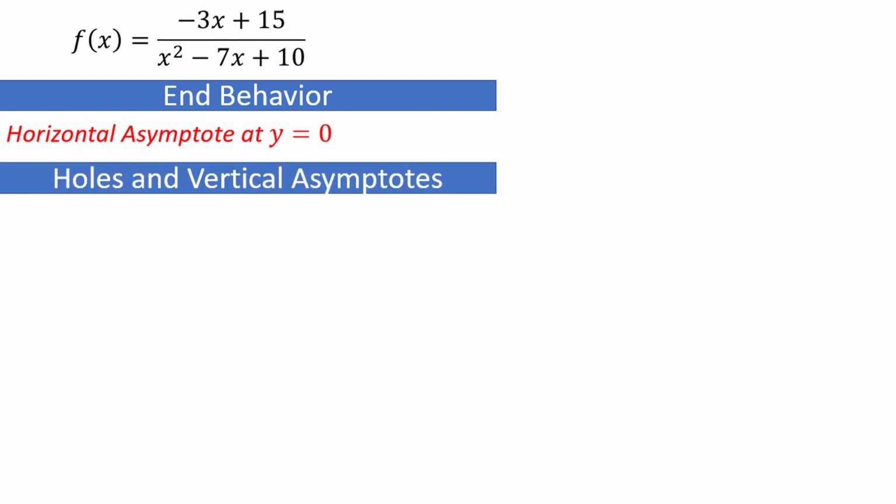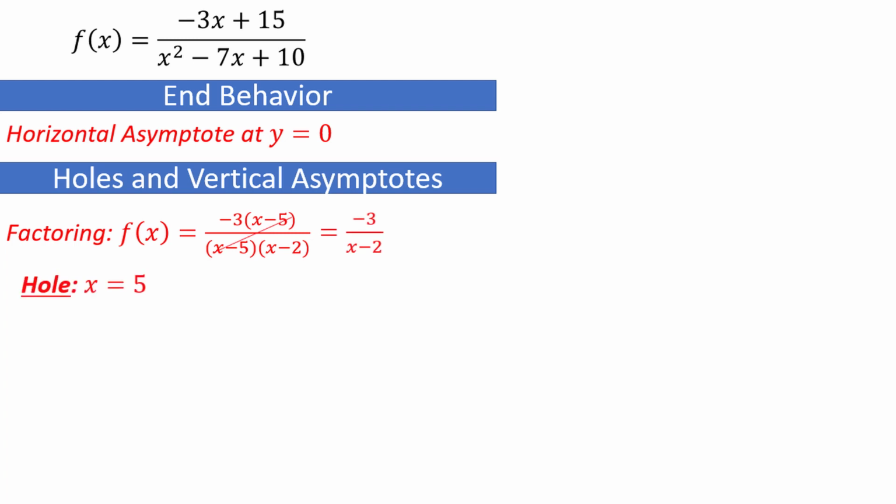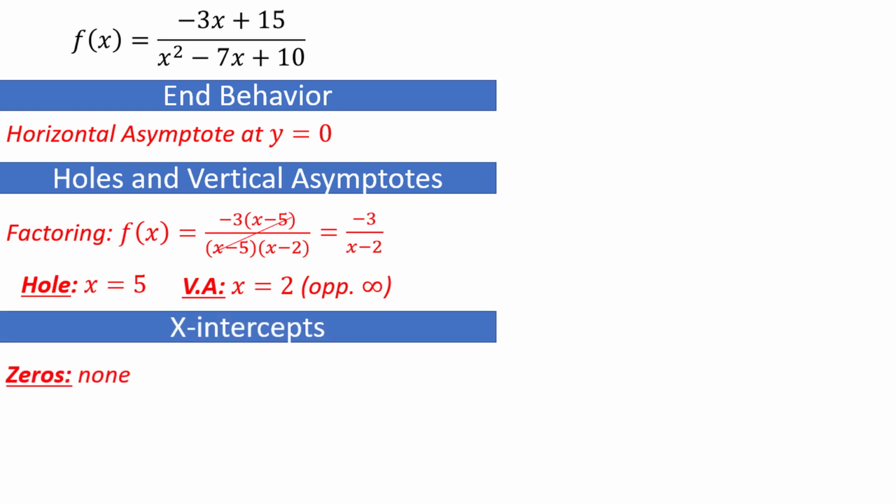The numerator can be factored as negative 3 times (x minus 5), and the denominator can be factored as (x minus 5) times (x minus 2). The x minus 5 factors cancel, indicating that there is a hole at x is equal to 5. We also have a vertical asymptote at x is equal to 2, with an odd multiplicity. There are no zeros since the only factor on the numerator canceled.